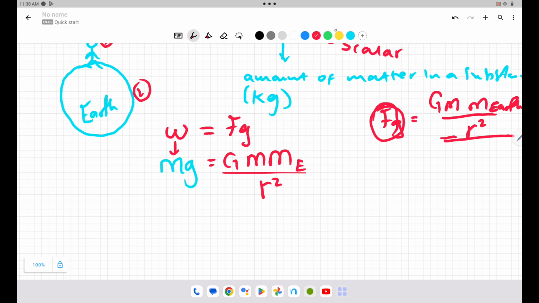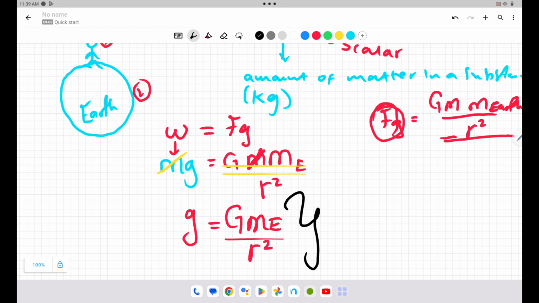Oh, now I see like terms. So I can divide both sides by the mass of the person. If I do that, this equation now becomes small g is equal to big G, that one there is gone, I have mass of the Earth divided by r squared. So if we want to calculate the gravitational acceleration, this is the equation we can use.